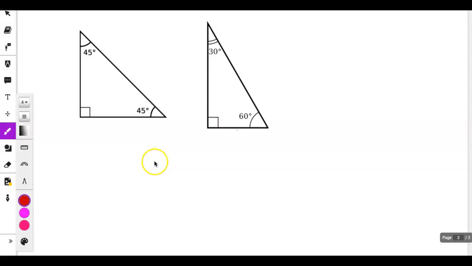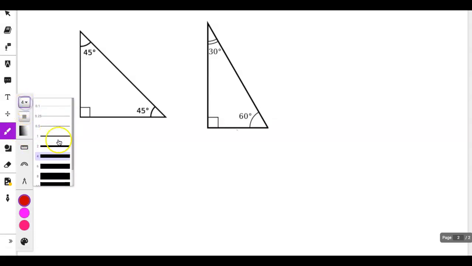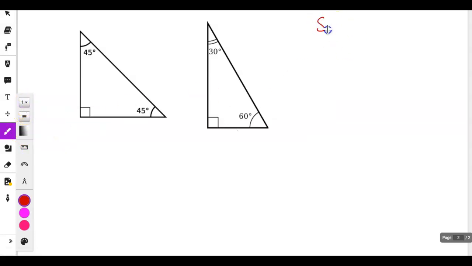All right, so in this video, I'm going to extend the idea of SOHCAHTOA to the unit circle. I'll tell you what a unit circle is in a few minutes, but before that, I want to tell you about what are called special right triangles. So there are two special right triangles.